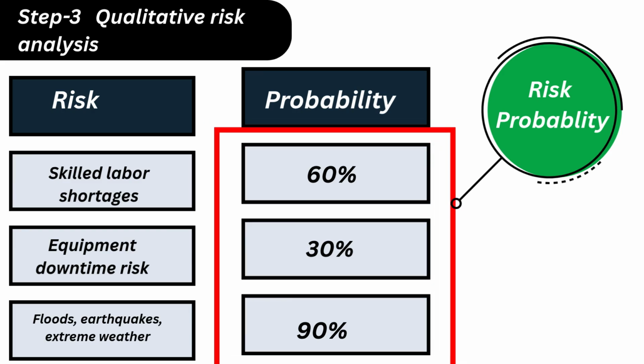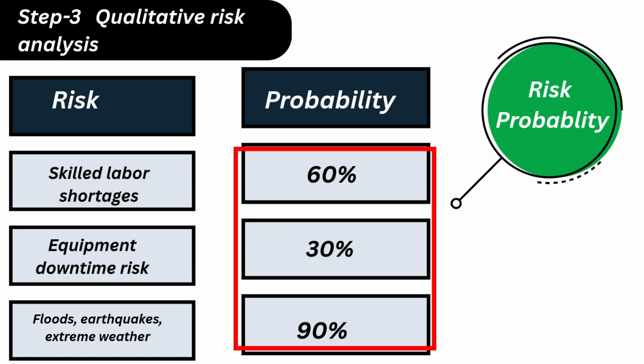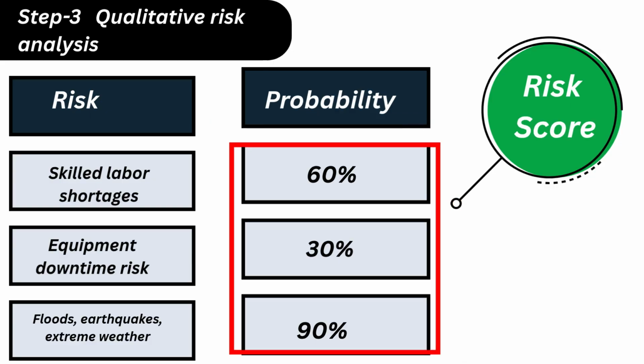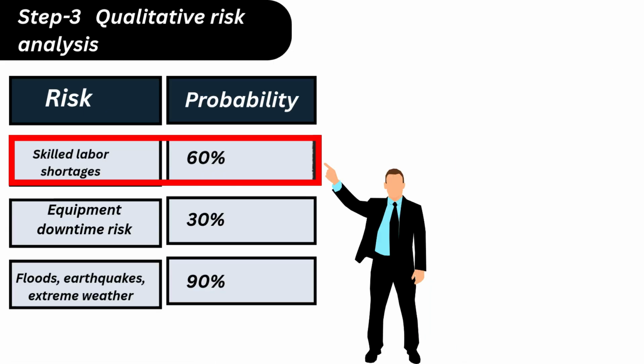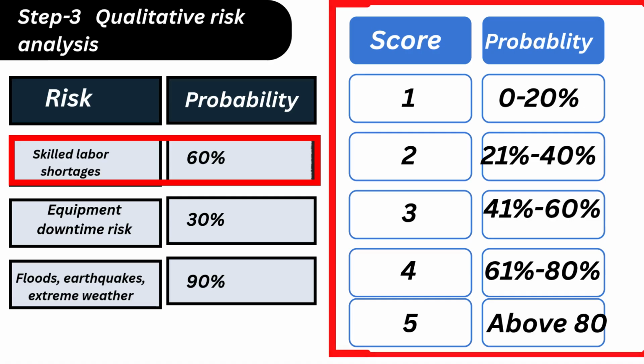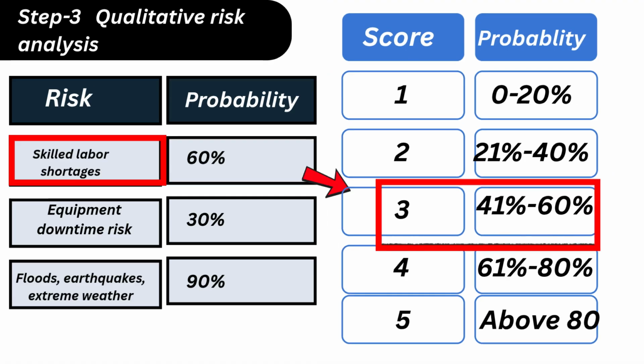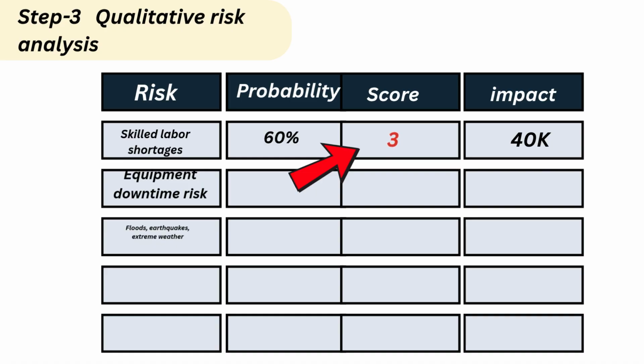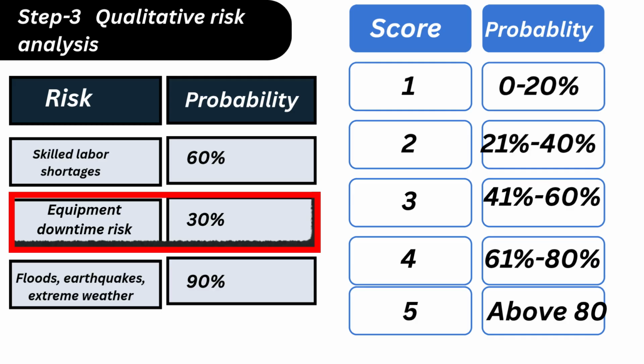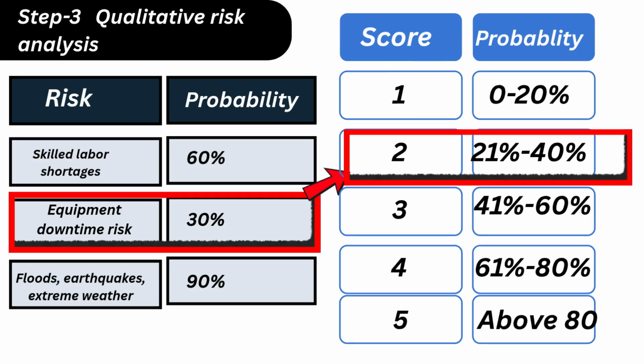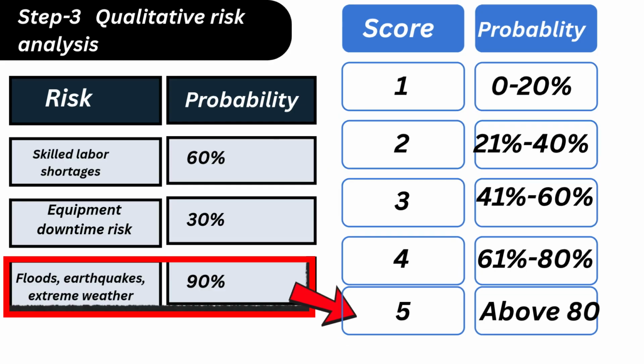Now that you know the probability for each risk, you have to give a score to each risk. The first risk is skilled employee shortage. The probability is 60%, so the score we have to find in the table. 41 to 60% score is 3, so we will give 3. Similarly, for equipment downtime, it is 30%, so the score would be 2, and for 90% the score would be 5.